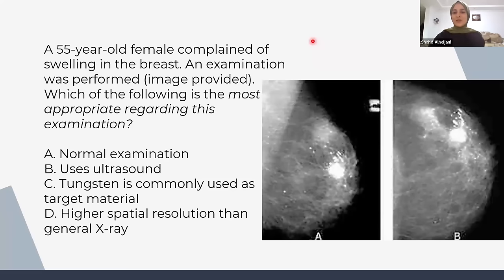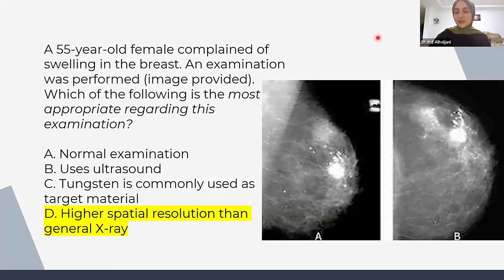Okay, so everyone's saying D, and yes, that is the correct answer. We said in mammography, we try to increase the spatial resolution and the contrast resolution. So higher spatial resolution is basically, how do you get higher spatial resolution? Can anyone tell me in the chat? How do you increase the spatial resolution? Okay, the image will look less pixelated.